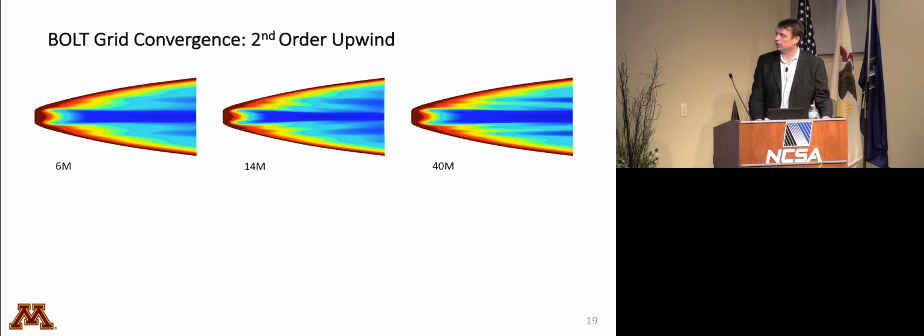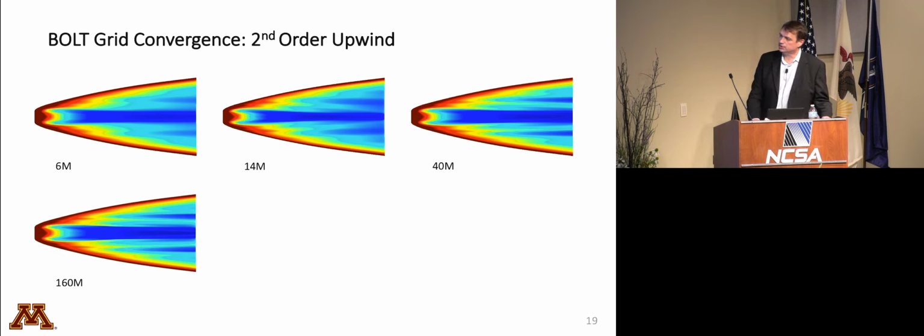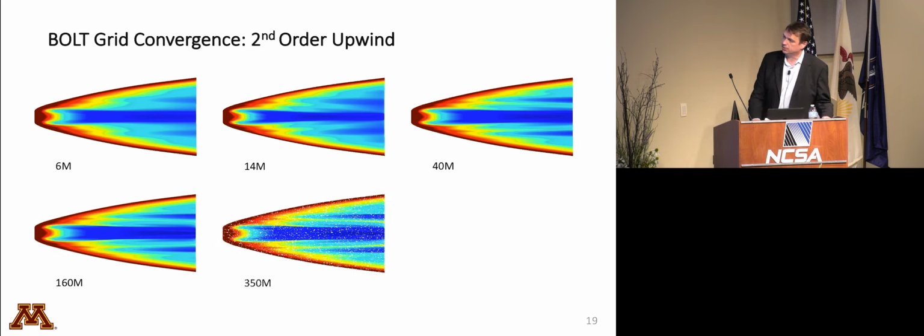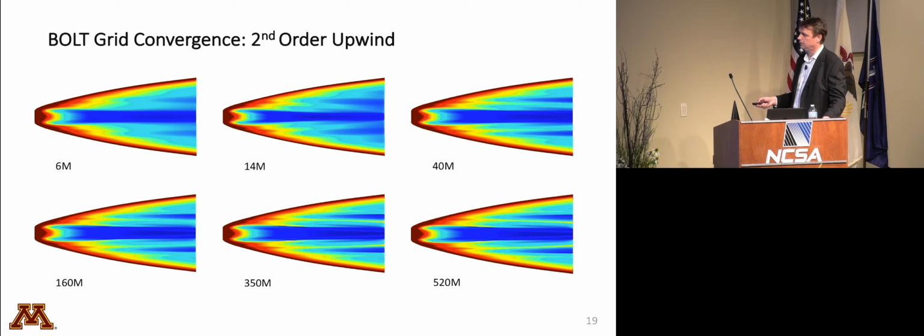So we keep refining the grid, and you see some additional structure coming out. 40 million shows some better definition of some of the streaks and features that are present here in the heat flux. And we go to 160 million and 350 million and 520 million, and there's even a change between 350 and half a billion. If you look at this streak back here, you see that it's getting a little bit more intense. There's some additional structure in this region. It's sort of in the eye of the beholder, but there is still a change here.